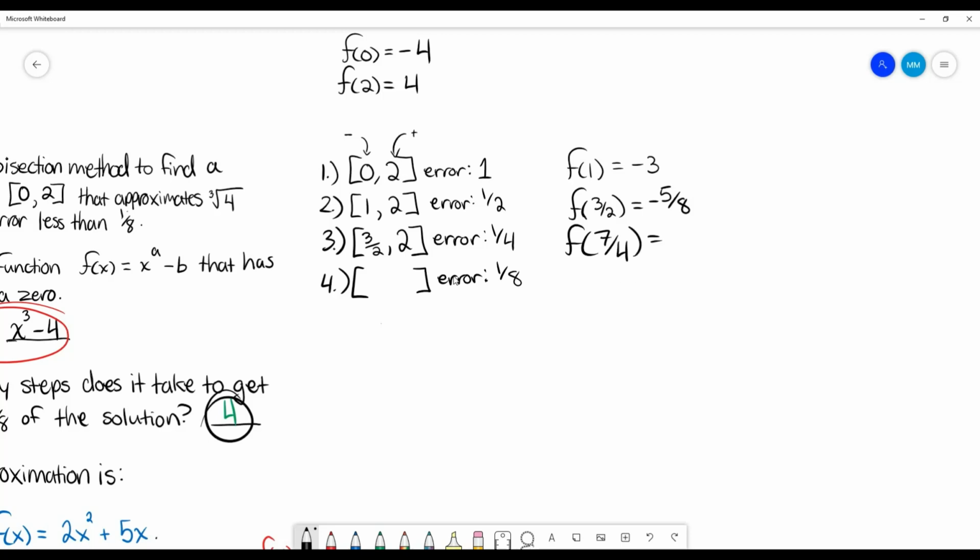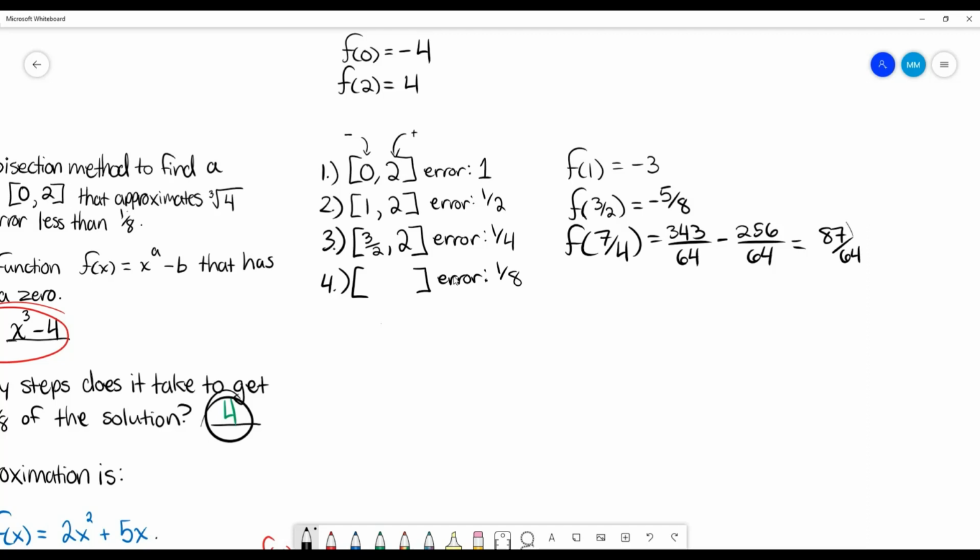Let's try that over. So 7/4 cubed. So 7 cubed was this, and then 4 cubed is 64. That makes more sense. And that's going to be 256. There we go. That makes a lot more sense. So that's going to get us 87 over 64, and that's a positive number.